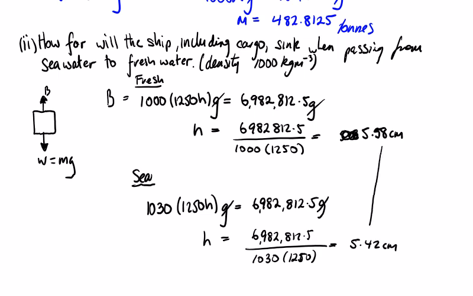So the difference between these numbers is 58 minus 42, which is an extra 16 centimeters, and that's what we were asked. How far will the ship sink? So it was at 5.42 and it went down to 5.58, so an extra 16 centimeters.